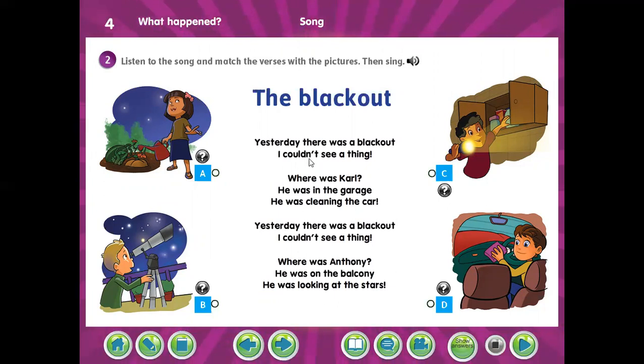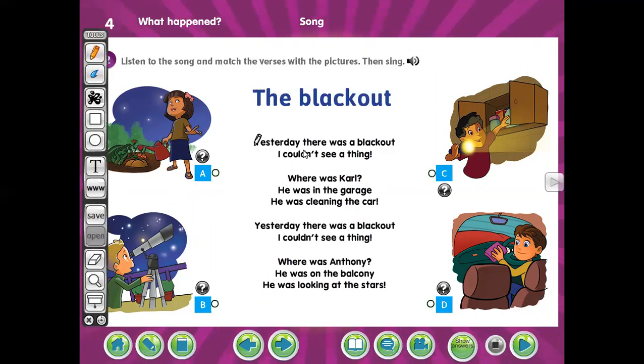Good. Now, please, we are going to sing the song, but repeat, please, okay? Repeat. Yesterday there was a blackout. Blackout. Good. Stop. Pay attention. Now, please, you are going to repeat all the words, okay? Not only blackout. Repeat all. Repeat, please. Yesterday, there was a blackout. Good, my friend. Repeat, everybody. Open your microphones. Almendra, Ariadna, Joaquin. Repeat. Yesterday, there was a blackout.